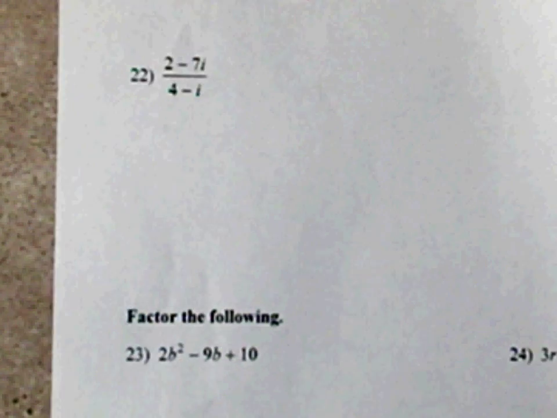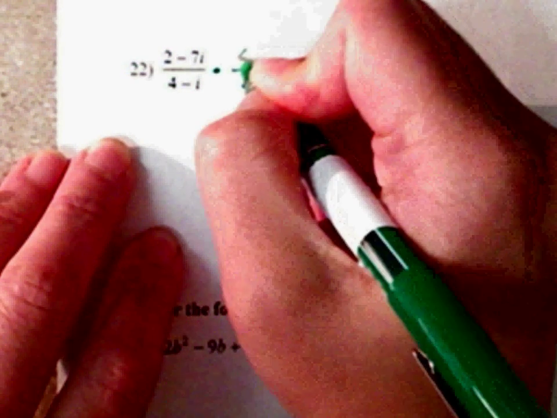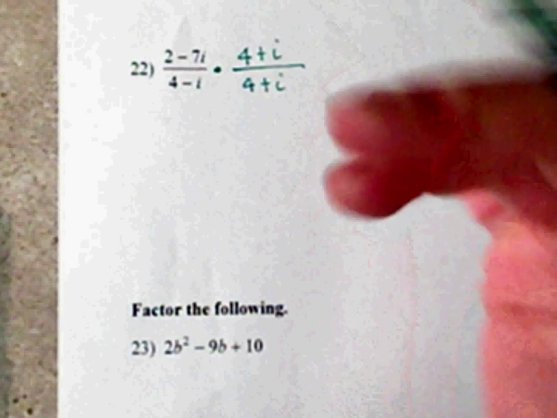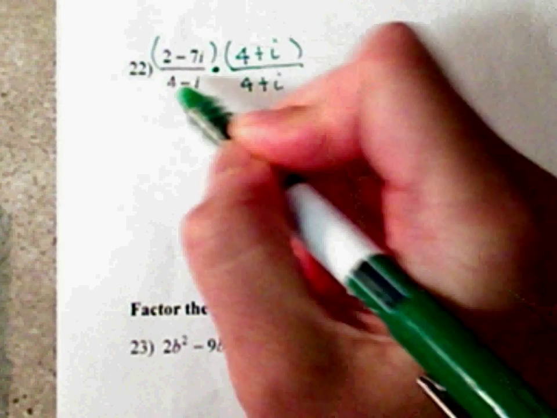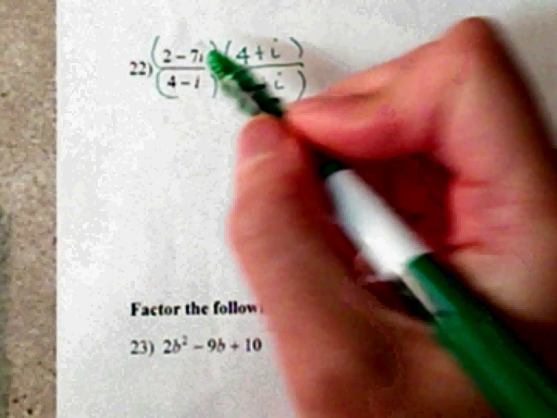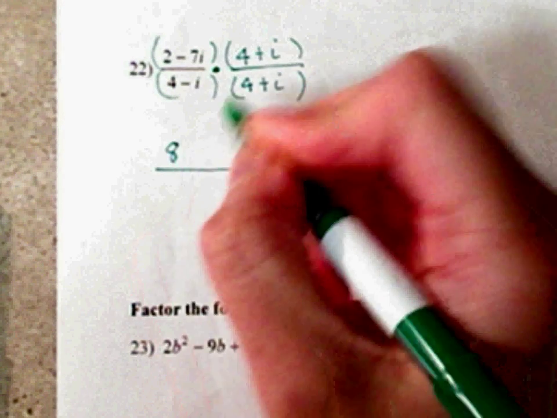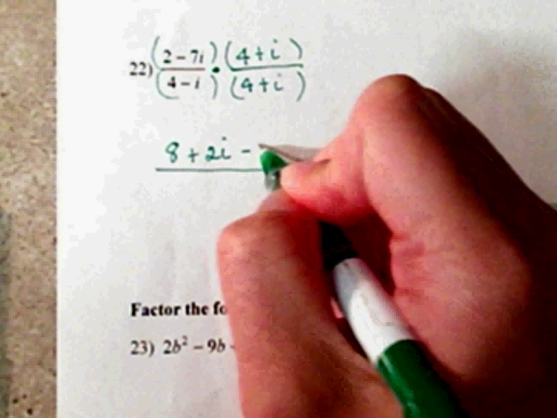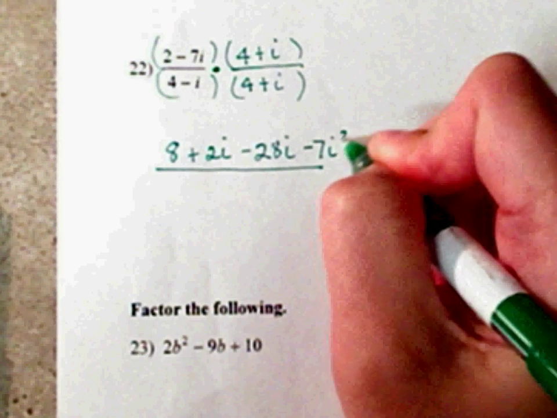22. Same thing, you have to rationalize your denominator. Okay? You're going to use the conjugate. So you're going to go 4 plus i, 4 plus i. Apologies, use the conjugate. You're not rationalizing because it's not a square root. Forgive me for that. Same concept. Draw your line for your numerator and your denominator. 2 times 4 is 8. 2 times i is positive 2i. Negative 7i times 4 is negative 28i. Negative 7i times i is minus 7i squared.